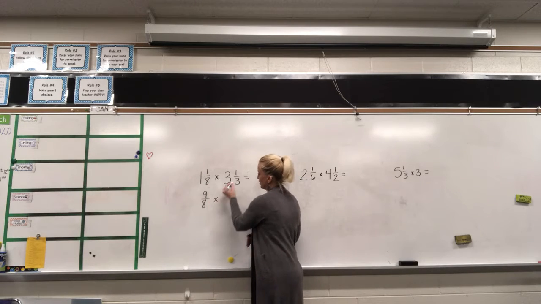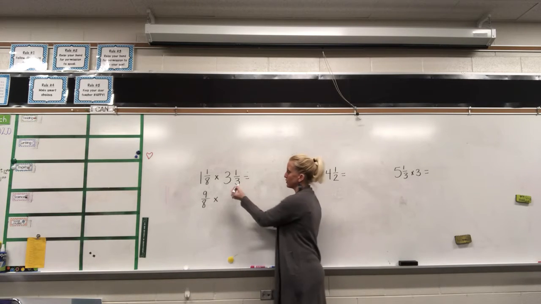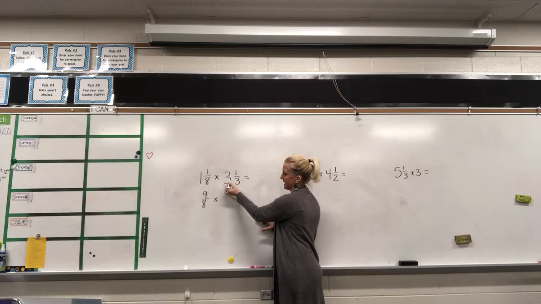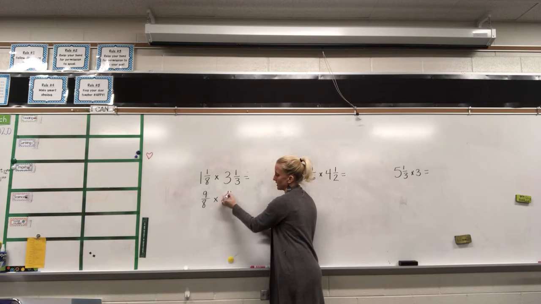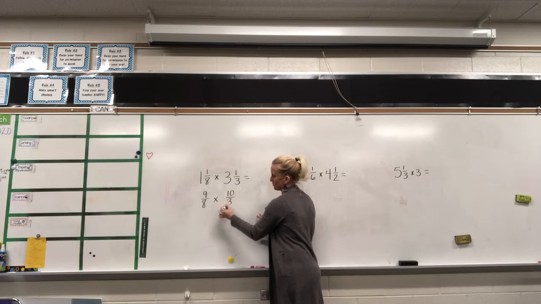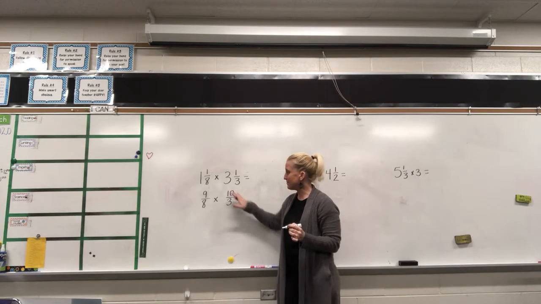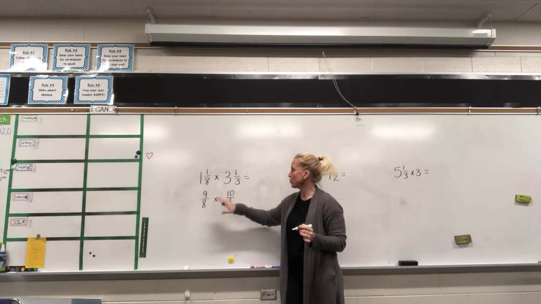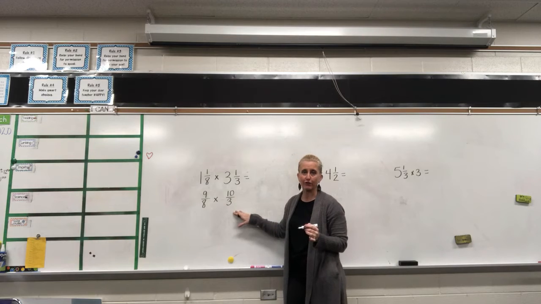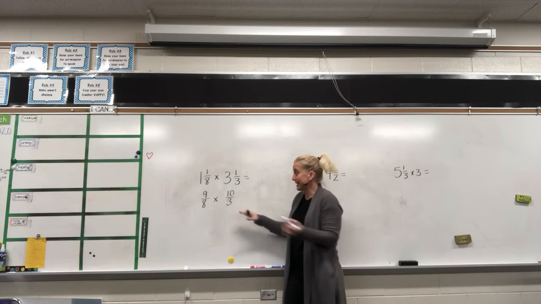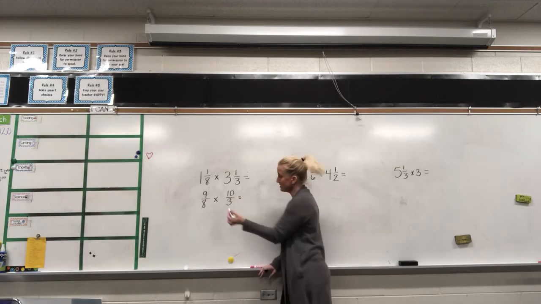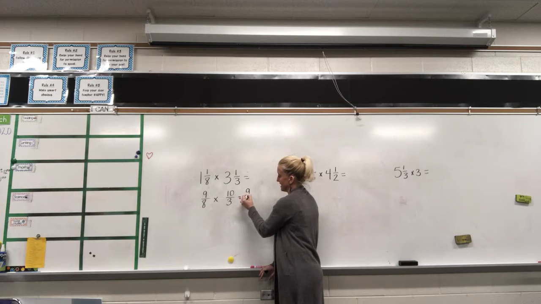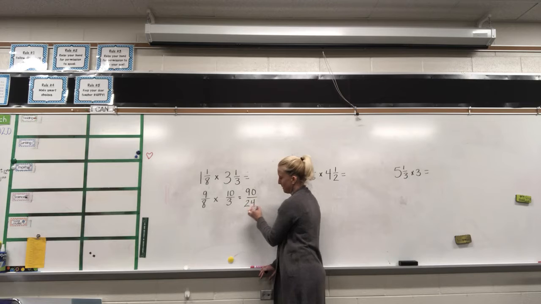And then I'm going to change my 3 1/3. So 3 times 3 is 9 plus 1 more. So that's really going to turn into 10/3. So really it's the same numbers, it's the same amounts. We're just making them into strictly fractions so that now all we have to do to multiply this is 9 times 10 is 90 and then 8 times 3 is 24.